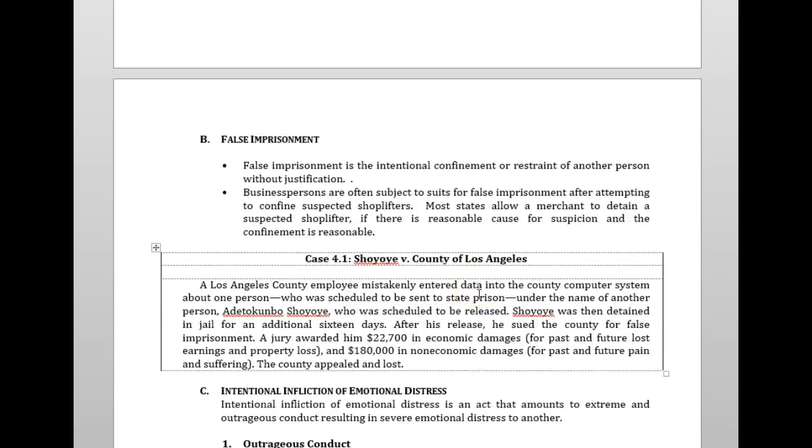The next intentional tort is false imprisonment, and that's an interesting tort. False imprisonment is the intentional confinement or restraint of another person without justification. Now, interestingly enough, businessmen have some gray areas that they have to be careful of. You have to be fairly justified that somebody has shoplifted to confine them long enough for the police to come. That's a very gray area.